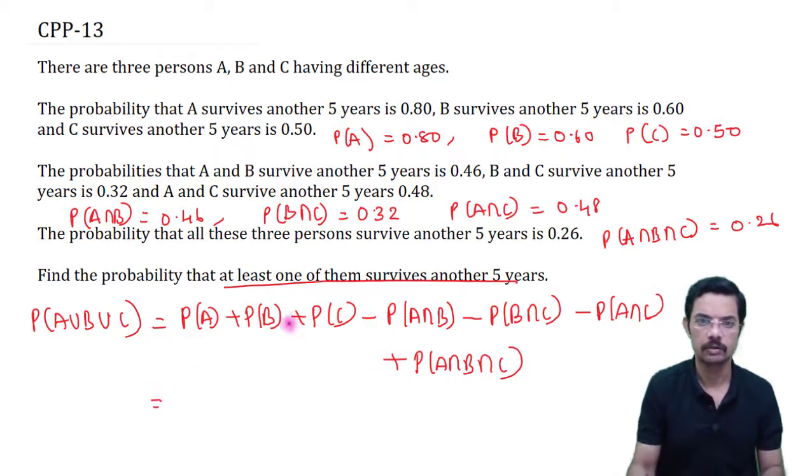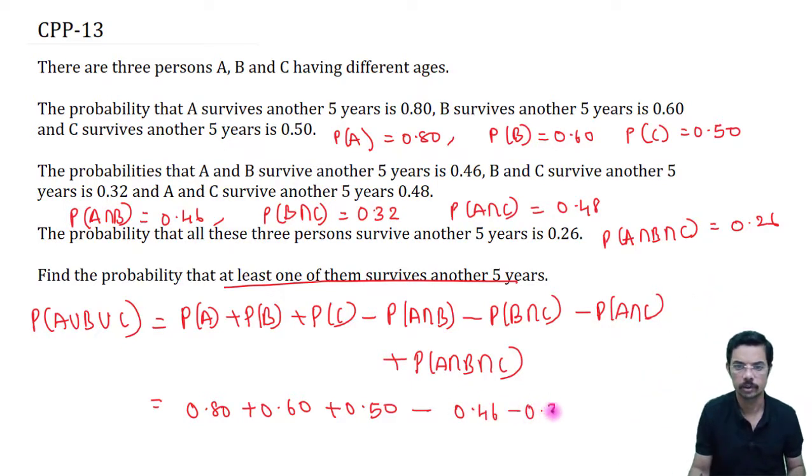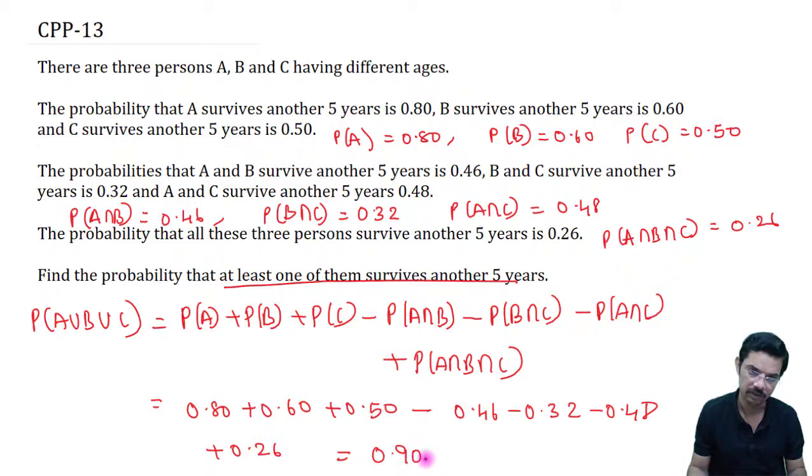So all the values can be put in. This is 0.80 plus 0.60 plus 0.50 minus 0.46 minus 0.32 minus 0.48 plus 0.26, which, after simplifying all of them, we get 0.90. So the probability that at least one of them survives another 5 years is 0.90.